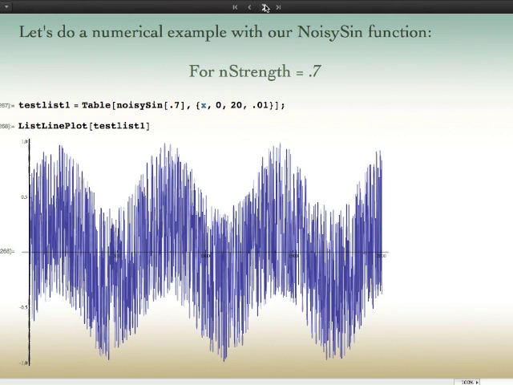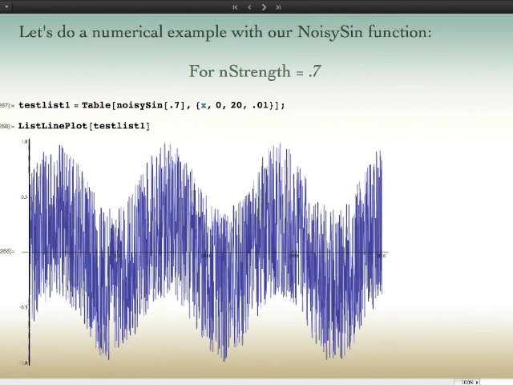So now let's do an example with this. So that noisy sine function that I defined at the beginning of the lesson, remember I have that n strength value, which essentially determines how strong or how noisy our sine function gets. So here I have n strength set to 0.7, and if we look at a plot of it, you can see that it still looks roughly like a sine function, but it is very noisy.